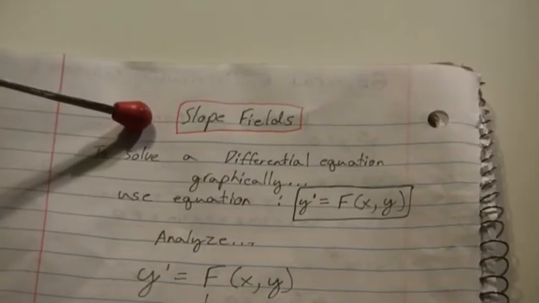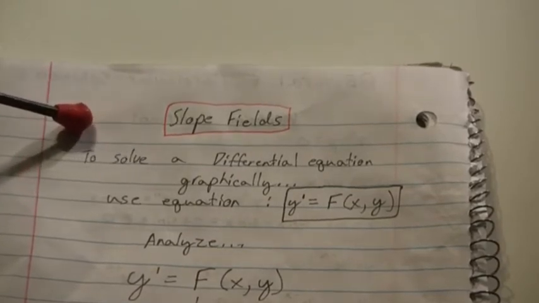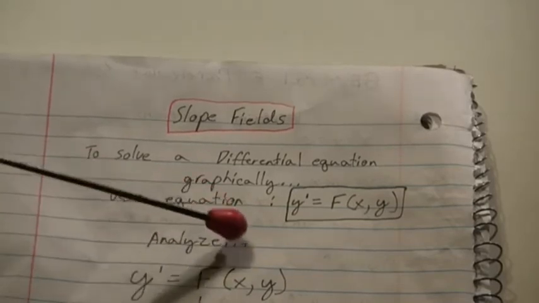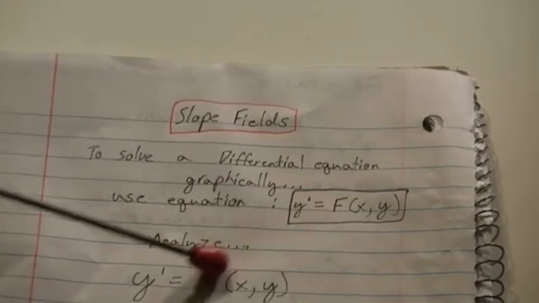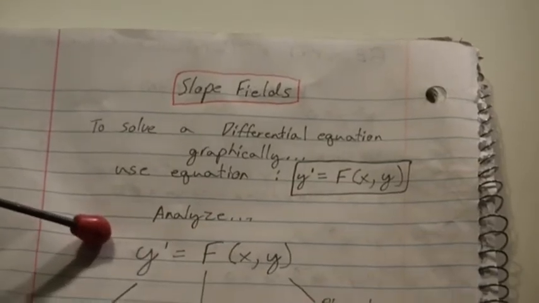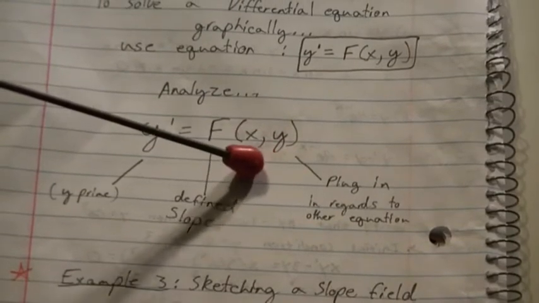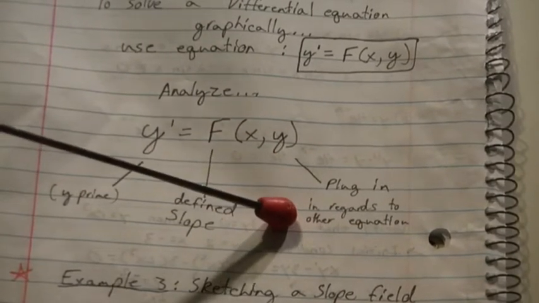For the next spot, we're going to be solving slope fields, which is basically an easier way to solve a differential equation graphically. So for that, we're going to use the equation y prime equals f of x comma y. And if you look at that, f will be the defined slope, and x, y will be the coordinates you plug in. And that'll be in relation to another equation that you are given in the problems.